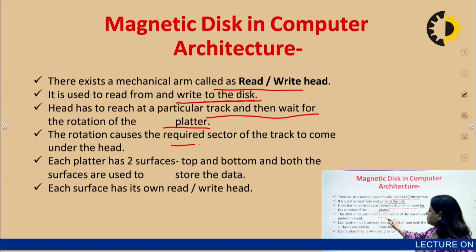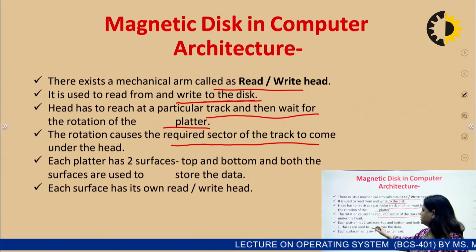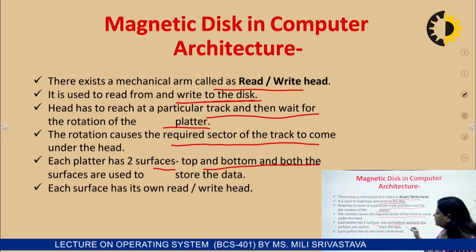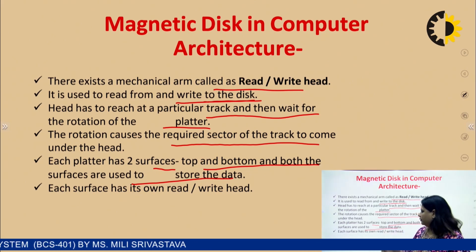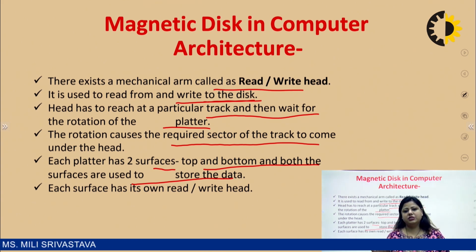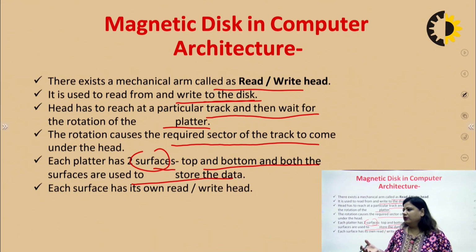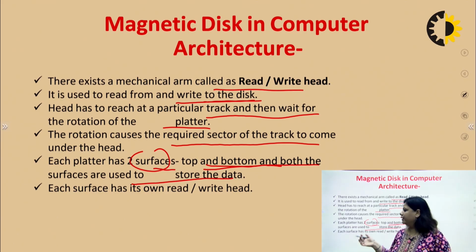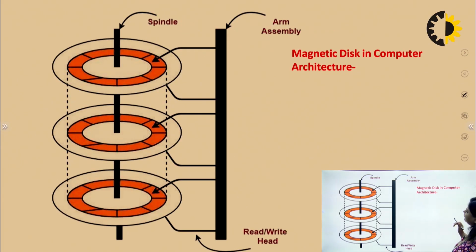The rotation causes the required sectors of the track to come under the head. Each platter has two surfaces, top and bottom, and both surfaces are used to store data. So there are two surfaces in each and every platter, and we store data in both forms, top and bottom. Each surface has its own read-write head. This is the complete structure of a magnetic disk in computer architecture.